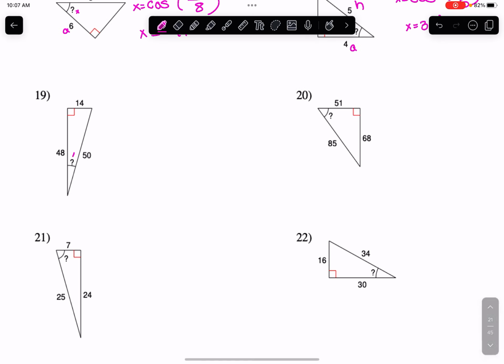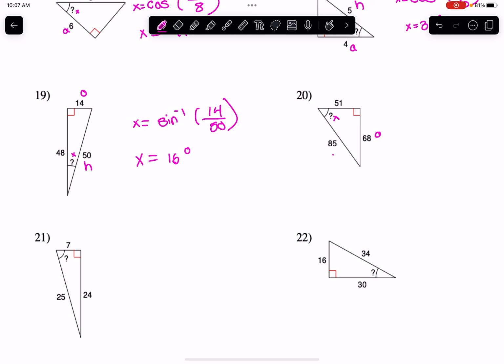Number 19. Here we have everything labeled, so you have a choice. You just have to make sure you're using the correct function. Well, I know 14 is opposite and 50 is adjacent, so I can just do x is equal to the inverse sine 14 over 50. You also could use either of the other functions so long as your ratio is correct. So we have 16 degrees.